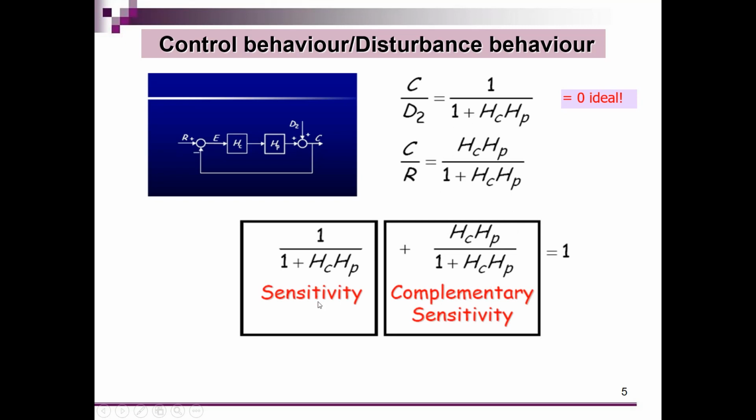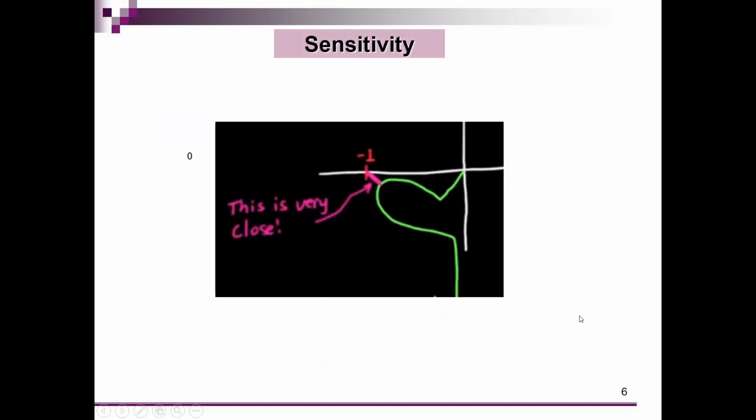And the sensitivity, 0 in the ideal case, plus the complementary sensitivity, when we add these functions together, then it's equal to 1. You can see the numerator and the numerator over here. When we add these, it's the same expression as the denominator of both transfer functions. So together, when we add it up, it's 1. This is the disturbance behavior, sensitivity, and this is the control behavior, the tracking performance, etc.